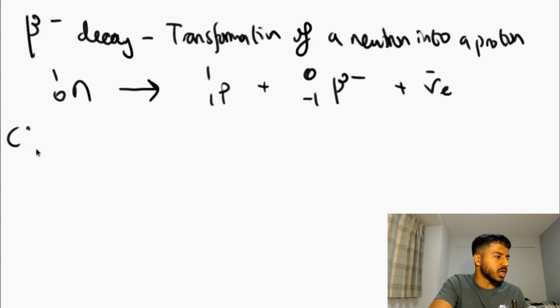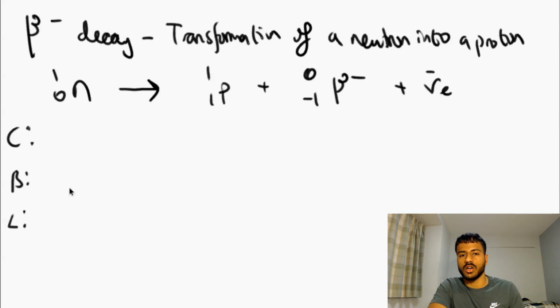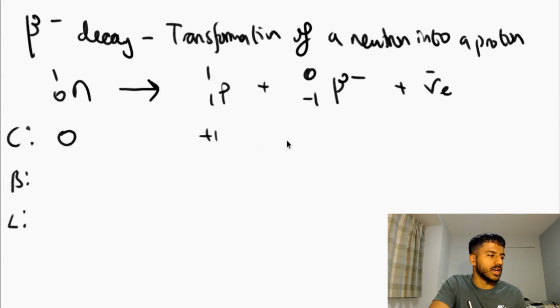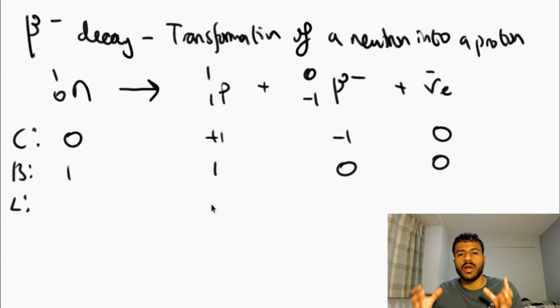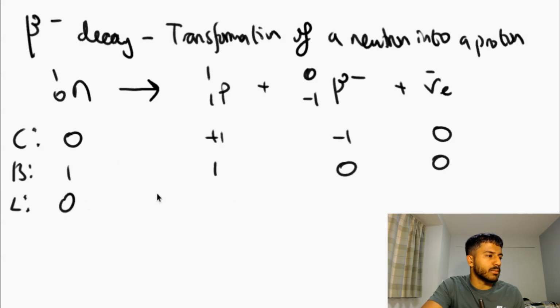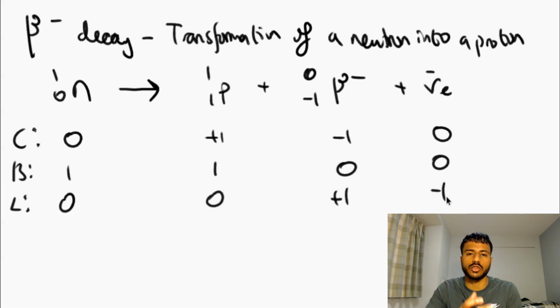And if you were to check your charge, your baryon number and your lepton number, we can see that these are all conserved. Charge on the neutron is 0, proton is +1, electron is -1. Anti-electron neutrino is 0. Our baryon number on our neutron and our proton are both 1, and they are both 0 on the beta minus particle and the anti-electron neutrino. And our lepton number for our neutron and proton are both 0, and they are +1 for our electron and -1 for our anti-electron neutrino.